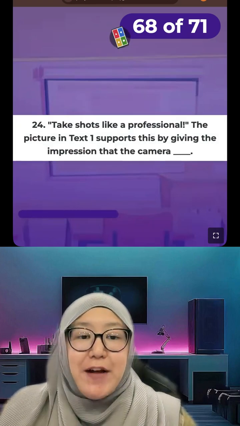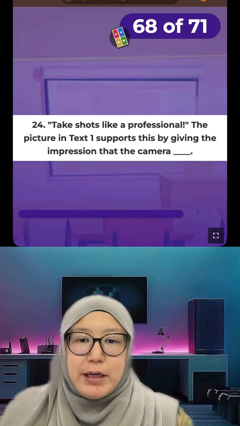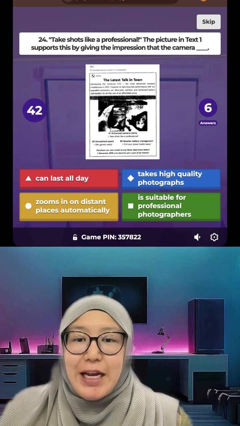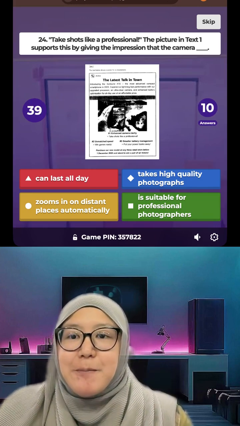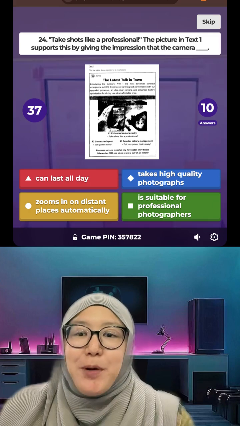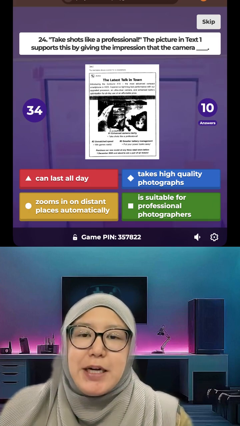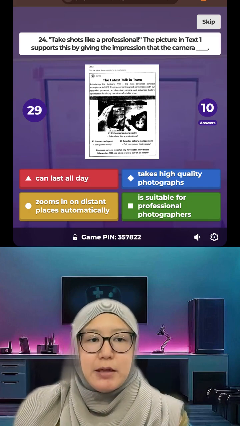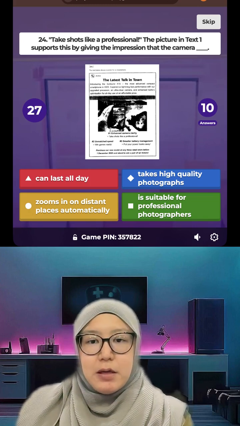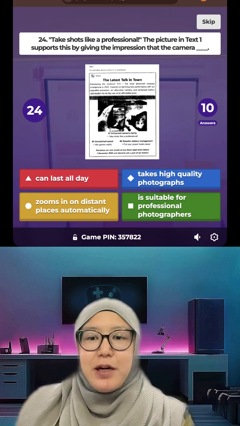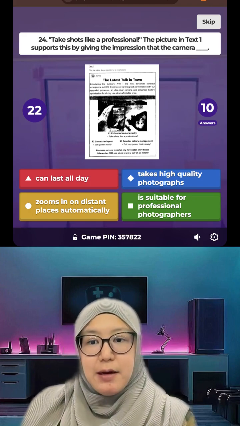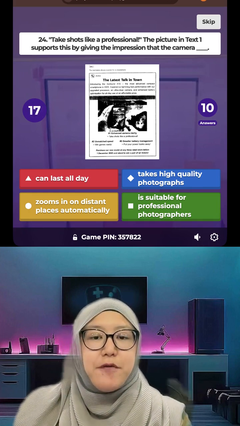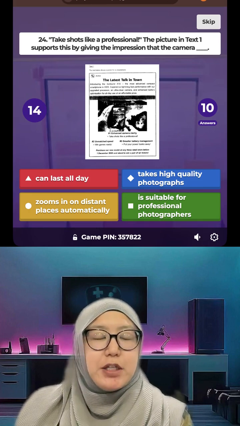Question 4. Take shots like a professional. So this has something to do with the camera. The picture in text 1, although it's not clear and very blurry, supports this by giving the impression that the camera, so take shots like a professional, means the camera can last all day, zooms in on distant places automatically, takes high quality photographs, or is suitable for professional photographers.